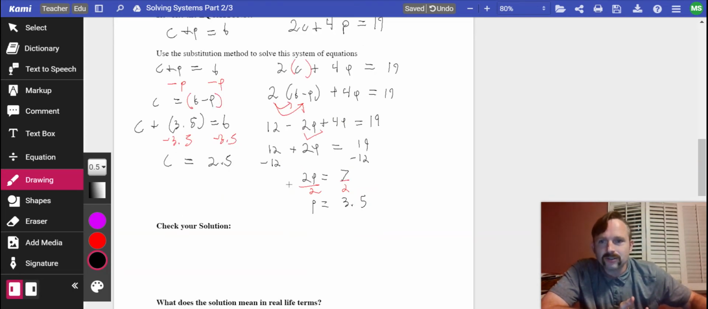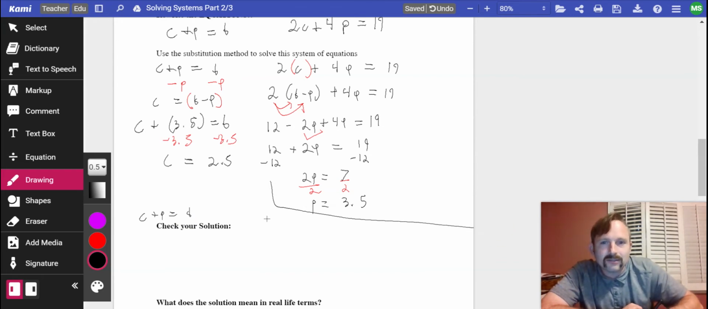Well, let's check our solution. Does C plus P is equal to 6? Let's draw that out. We know 2C plus 4P is equal to 19.